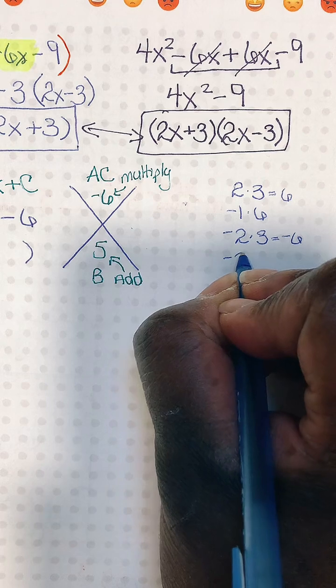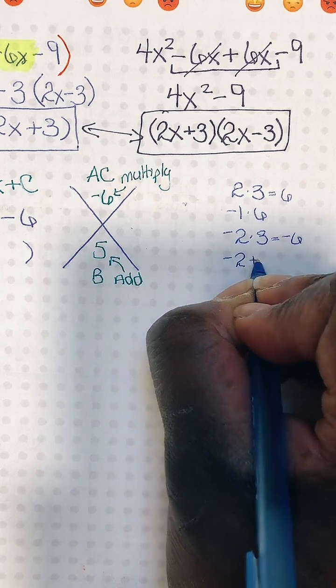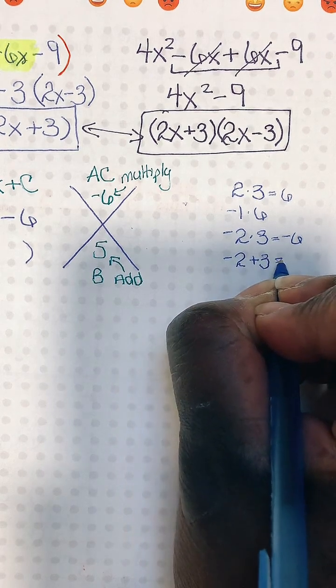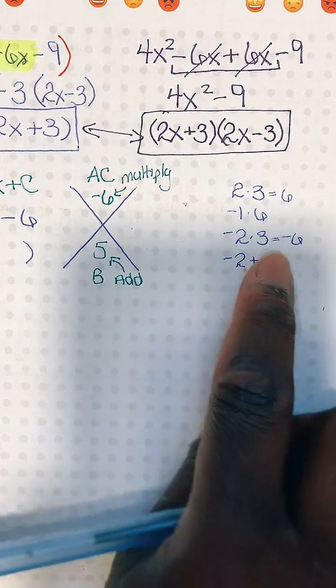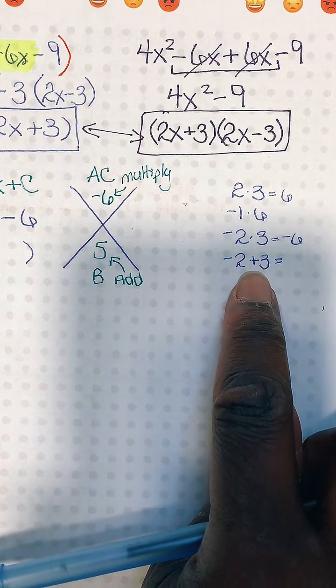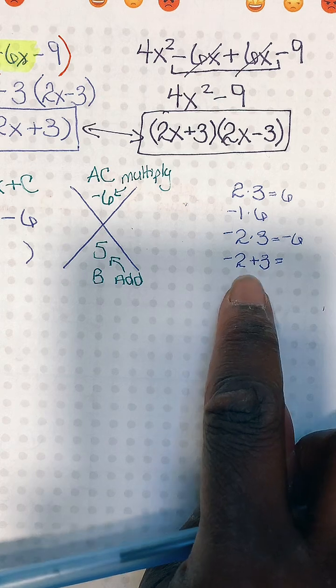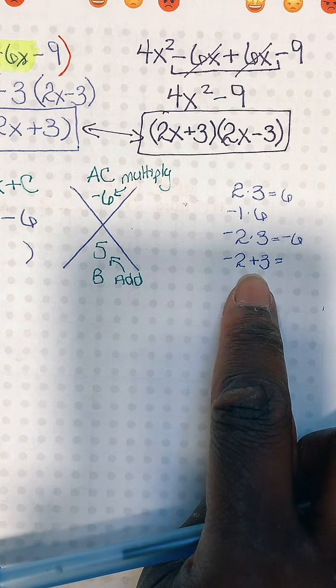But if I do -2 plus 3, same numbers, but instead of multiplying, I'm adding, what does that give me?